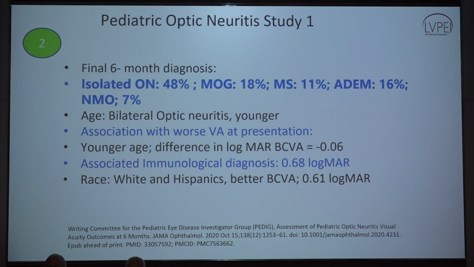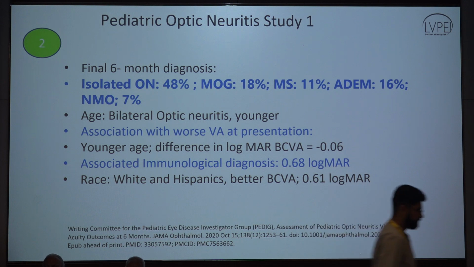Similar literature coming in pediatric age group from the PD group showed that final 6-month diagnosis was one of the neuroinflammatory syndromes in nearly 1 out of 2 patients, 50% of patients. And most common was MOG, followed by EDEM, and then multiple sclerosis. If you see here, NMO is slightly more than the reported incidence in the adults.